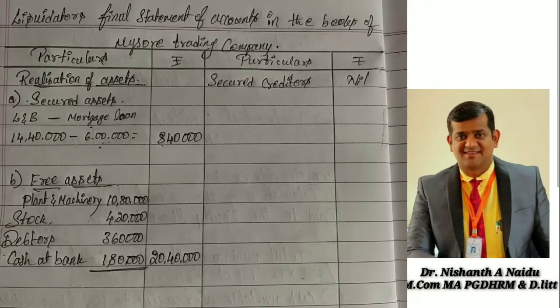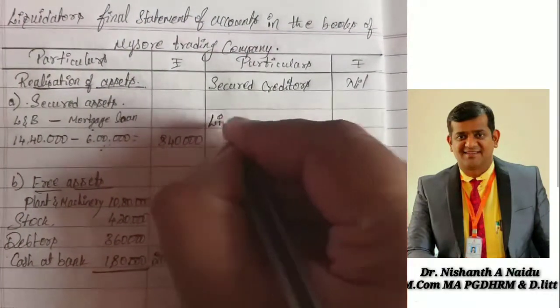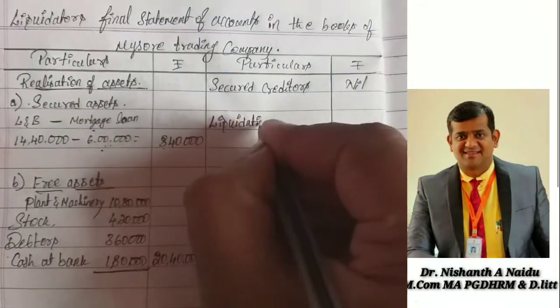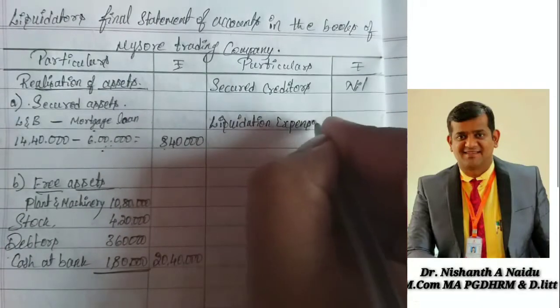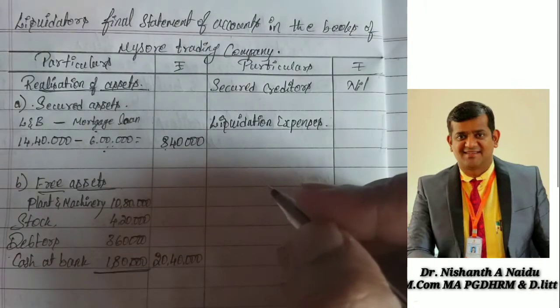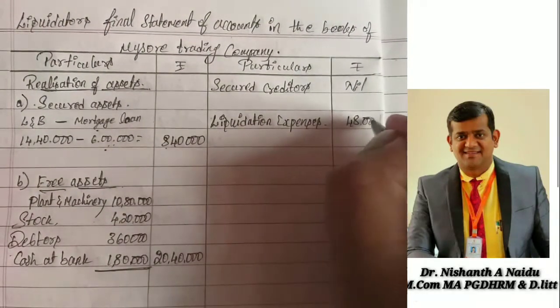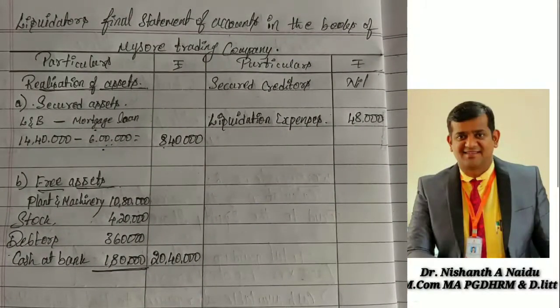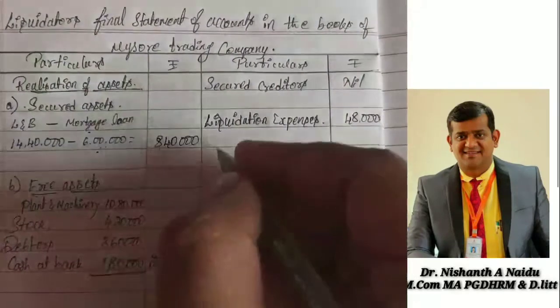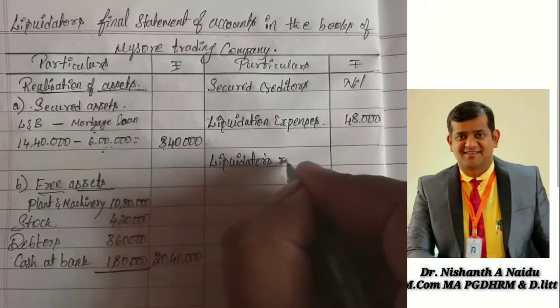So after that, immediately what are we going to write? Yes, liquidation expenses. Correct. How much has he given in the problem? Liquidation expenses amounted to rupees 48,000. So 48,000 rupees is the expenses on liquidation. Then we have to calculate liquidator's remuneration. So the next item is liquidator's remuneration. So write by leaving one line space, liquidator's remuneration.